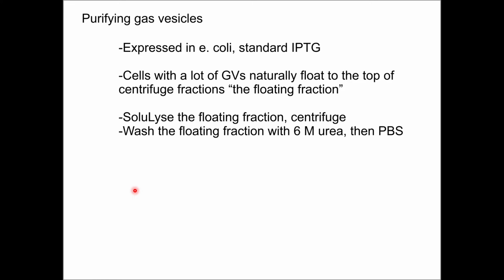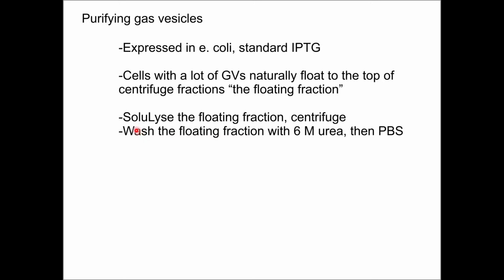In terms of purifying gas vesicles, they expressed it in standard E. coli using just IPTG. The interesting thing is that cells that express the gas vesicles naturally float to the top of centrifuge fractions, so they call it the floating fraction. So they could harvest the cells by just centrifuging it, then taking the floating part on top.